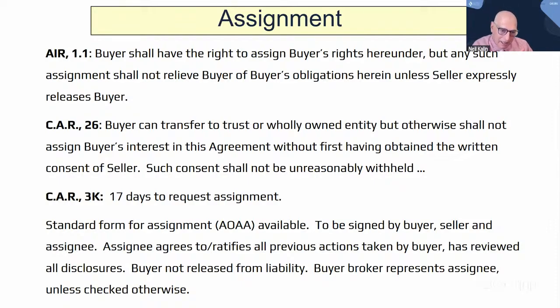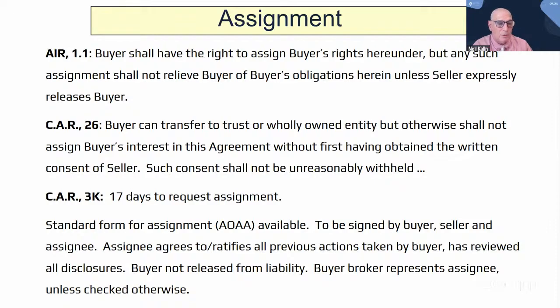This is really a carryover from the residential purchase agreement, and the language has been carried over to the commercial purchase agreement, that unless the buyer is transferring to their own trust or a wholly owned entity, then the buyer first has to seek the seller's consent to an assignment. The seller has to be reasonable in determining whether they're going to consent or withhold consent.